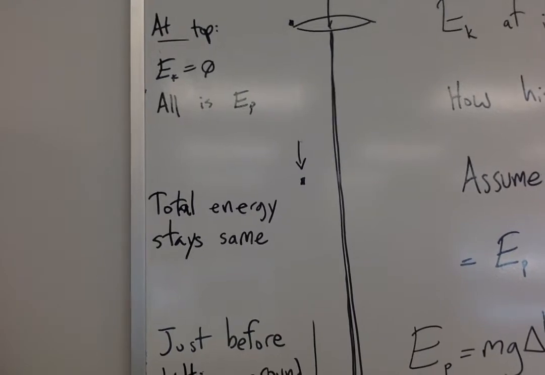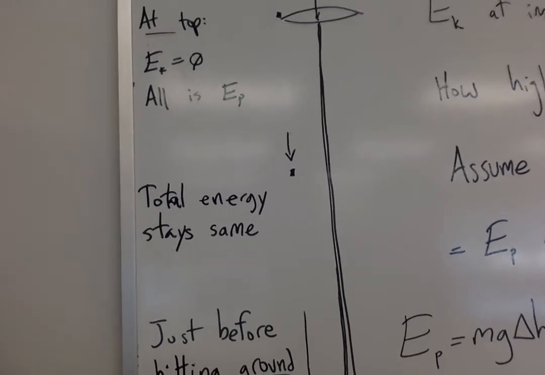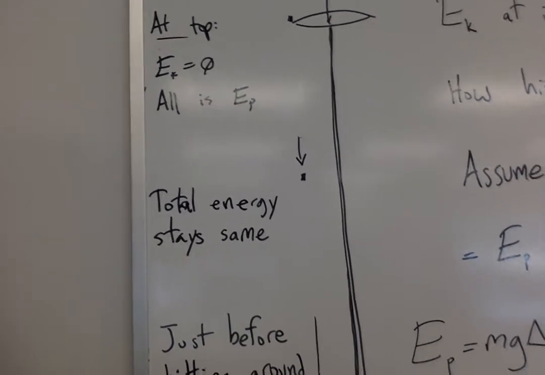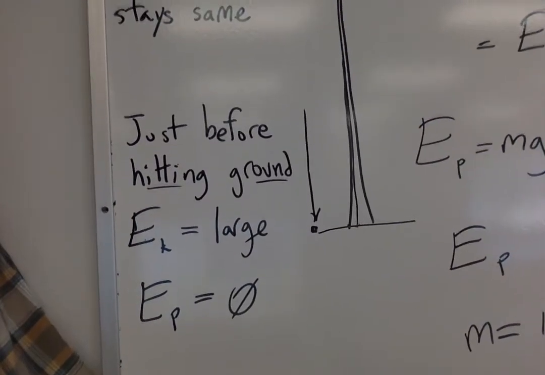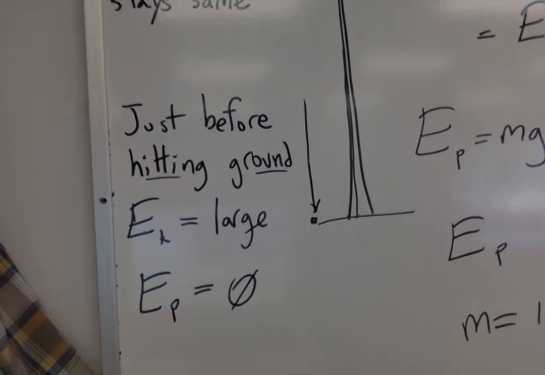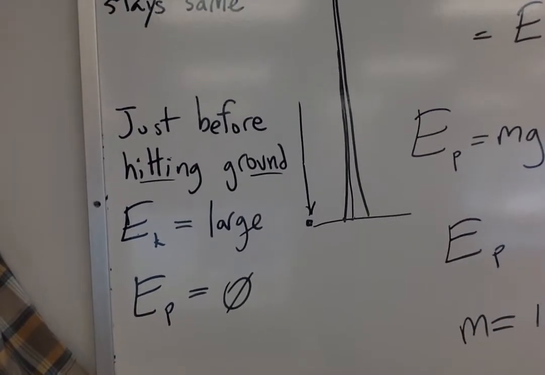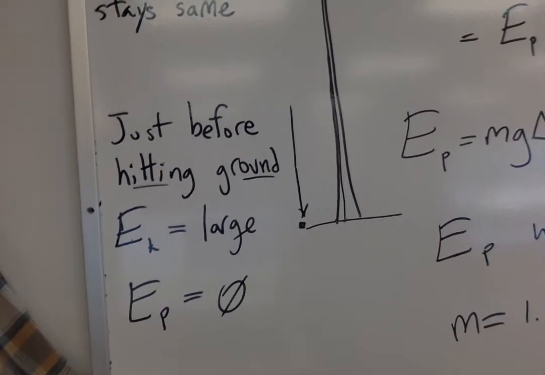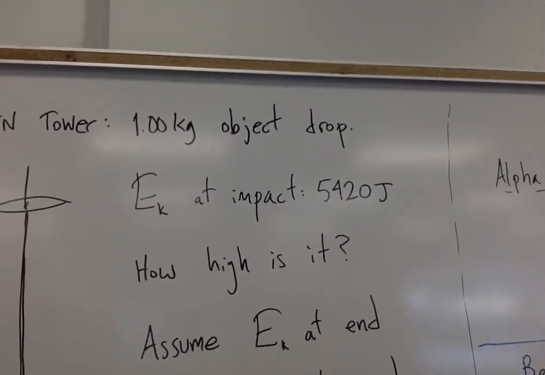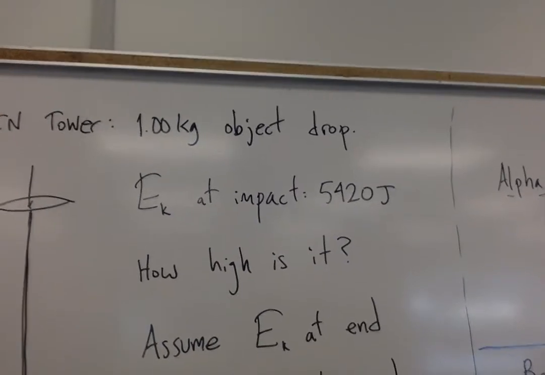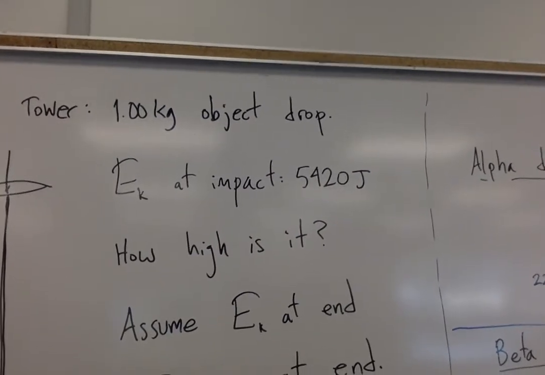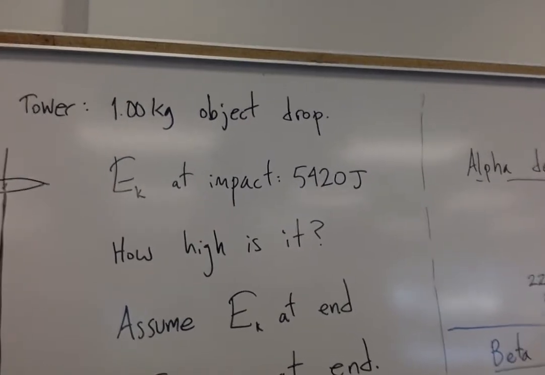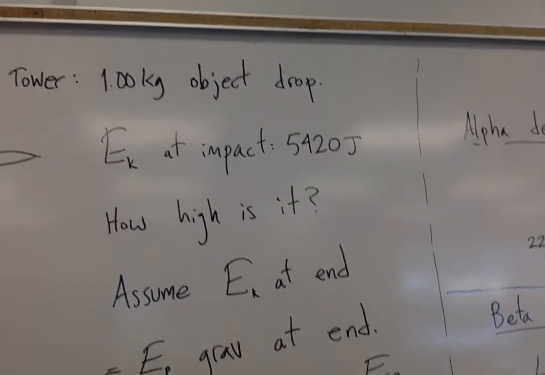The total amount of energy is kinetic energy plus gravitational potential energy, and that does not change. Just before it hits the ground, it's all kinetic and no gravitational. It's just really high because, after all, you dropped it off the CN Tower. Here's the information you're given. For this object, the kinetic energy at impact is 5,420 joules. How high is the tower? You could look that up on the internet. I did. But we can also use that information.